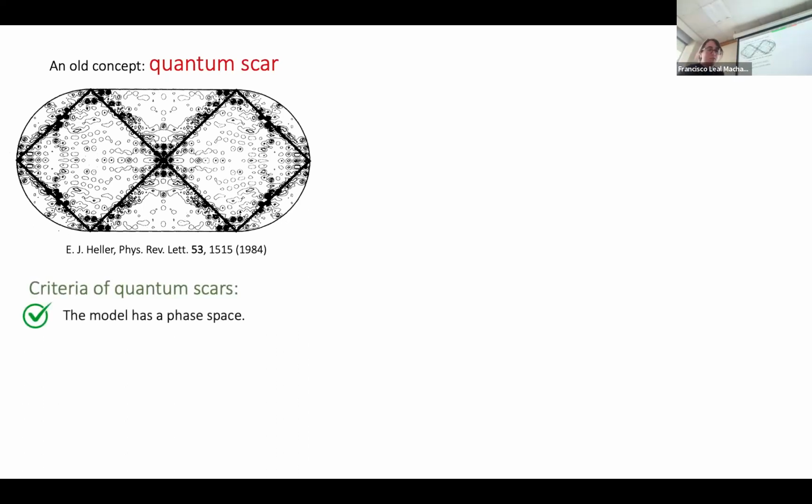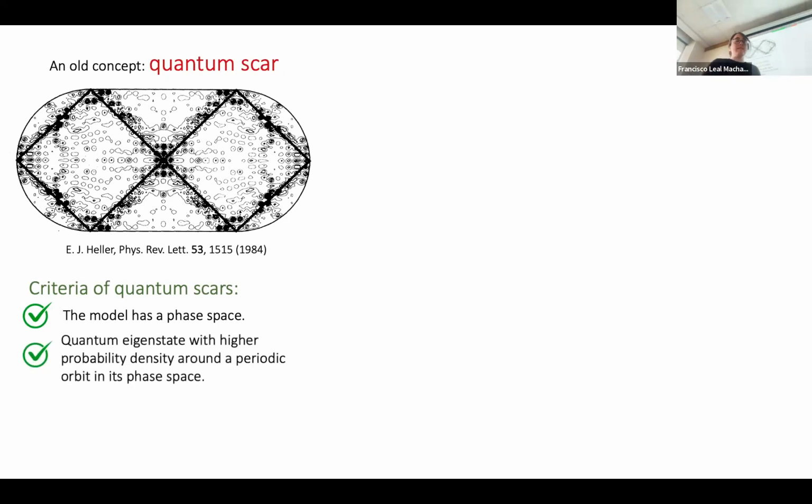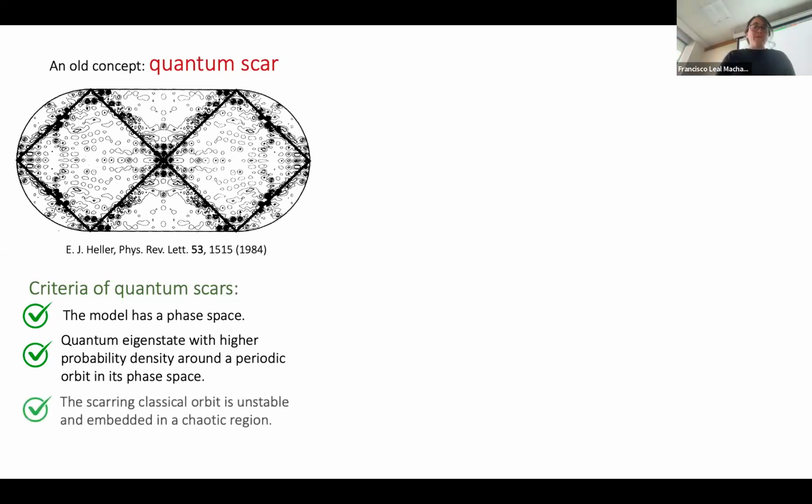Quantum scars are well-defined objects in the phase space, and there are certain criteria for them. First of all, the model needs to have a phase space, right? And then, as I gave you in the definition, this quantum eigenstate needs to have this higher probability density around the periodic orbit. But importantly, the scarring classical orbit needs to be unstable and embedded in a chaotic region, okay? And as a result of these criteria being satisfied, we see revivals of state fidelity in time.